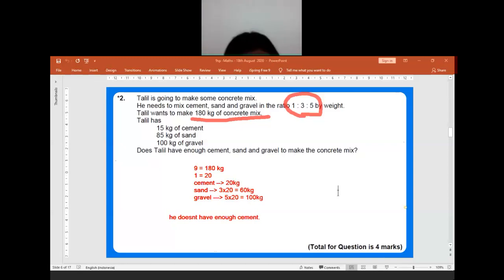Teacher, why doesn't he have enough cement? How much cement does he have? He has 15 kg of cement, 85 kg of sand, and 100 kg of gravel.